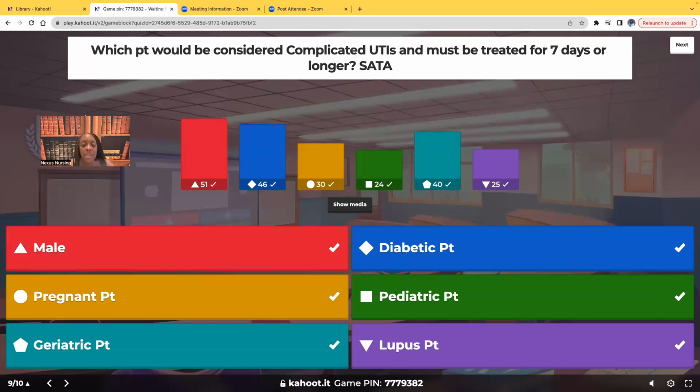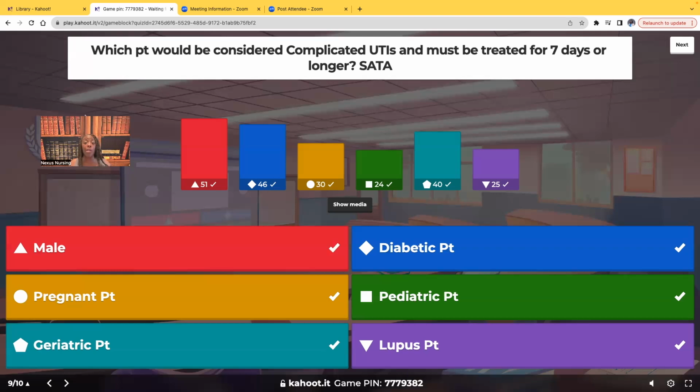We see those symptoms of UTI. Even if she's asymptomatic, she still has to be on antibiotics. Boards expects you to know this, okay? So when it comes to the pregnant patient, even if she's asymptomatic, because she's pregnant, she has to be on antibiotics, and it's going to be for more than 7 days.